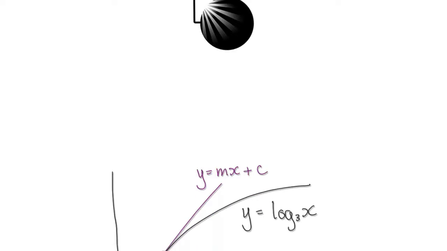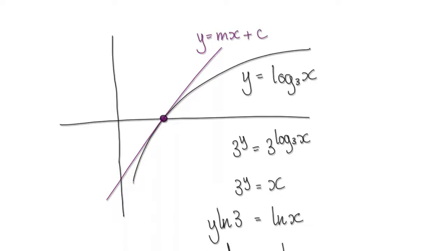In this video, I'm going to show you how you can work out the equation of the tangent line of y equals log base 3 of x. So log base 3 of x looks like this. Our job is to work out the equation of this tangent line at this precise point here. To work out the equation of the tangent line, you need to know the gradient and the intercept.